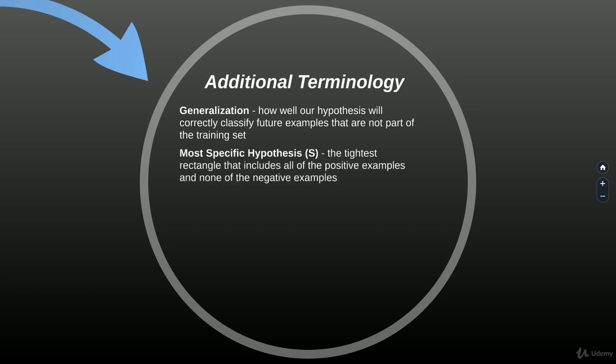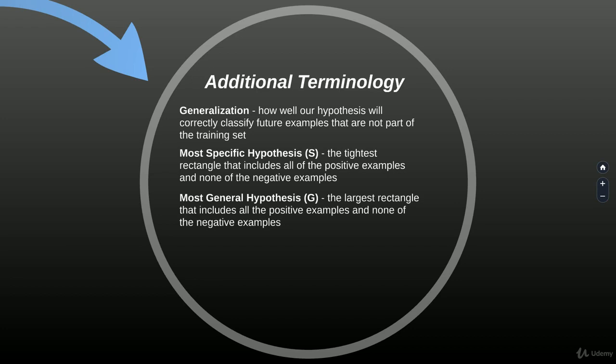That's going to bring in the most specific hypothesis, S, which is going to be the tightest rectangle in our case, since it's 2 dimensions, that includes all the positive examples and none of the negative examples. Also, we're going to have the most general hypothesis, the largest rectangle that includes all of the positive examples and none of the negative examples.